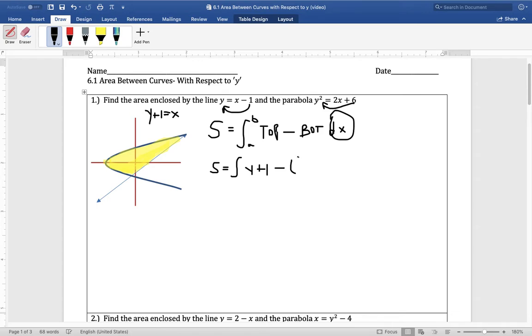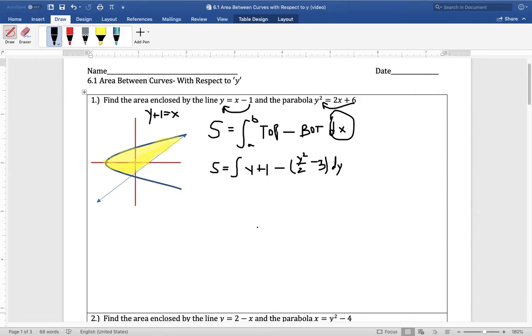And then the other function, here I would subtract 6, divide everything by 2. So you'd have, you guys are smart enough for me just to do, y squared over 2, and then minus 3, right? We subtract 6, divide by 2. Okay, and this would be dy.